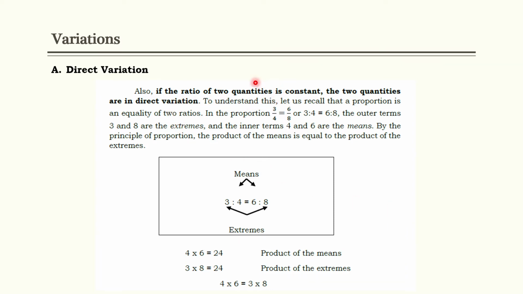Okay? Itong pinaka-importante, constant, meron silang two quantities. Ratio ng dalawang bagay is constant. So this is just the illustration. In proportion, 3 over 8 is equal to 6 over 8, or 3 by 4 is equal to 6 by 8. So this is the mean, the outer is the extremes. So this is just an illustration, but later on we will have an example.